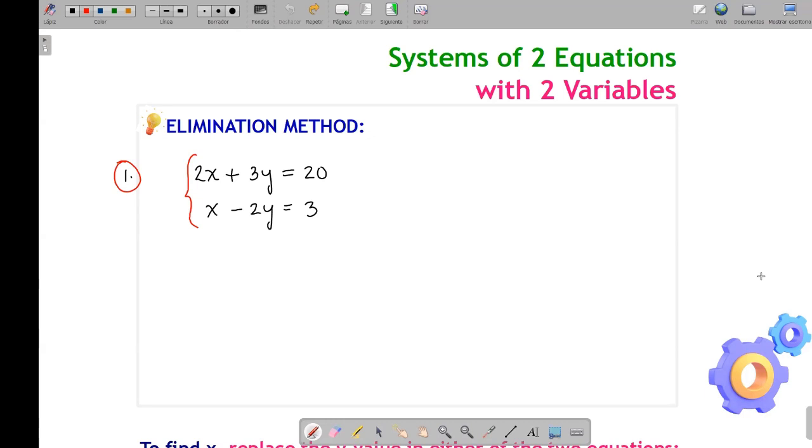Hello guys, welcome to the explanation of the examples of the first lesson of this bimester, systems of two equations with two variables. Okay, the first method we're going to study is the elimination method. So let's see the example number 1.